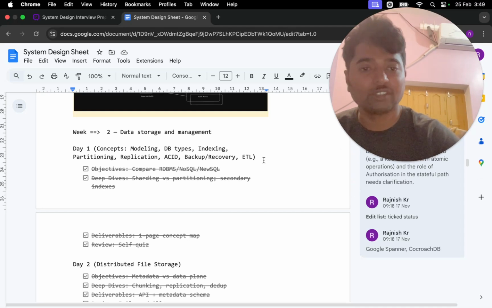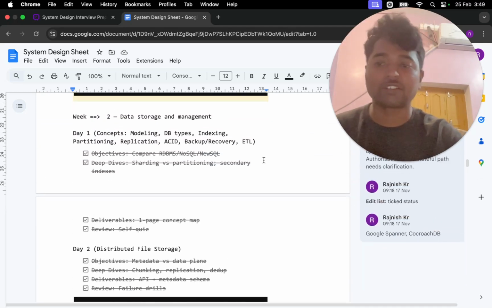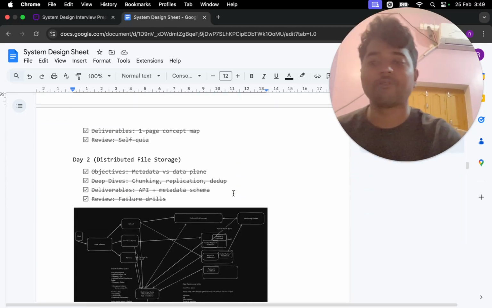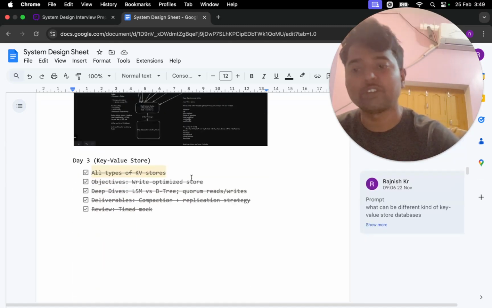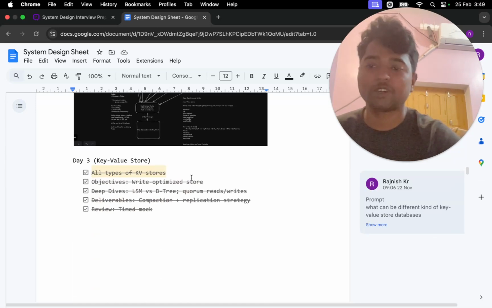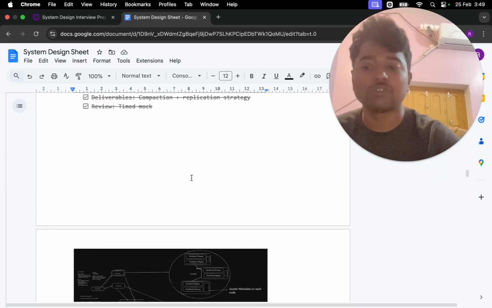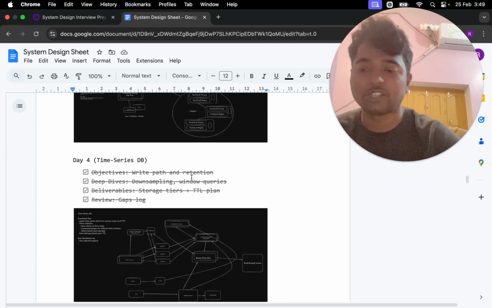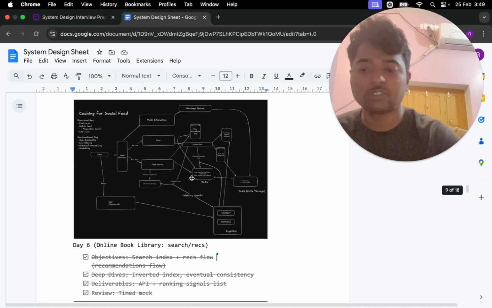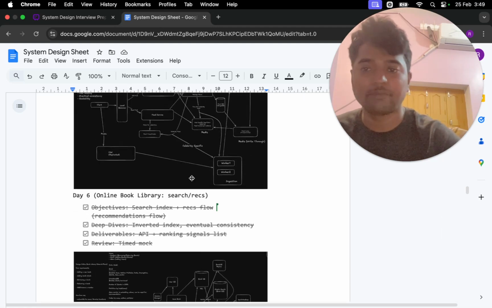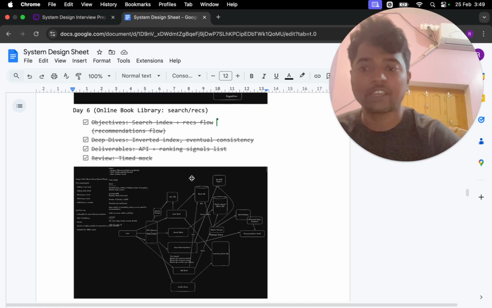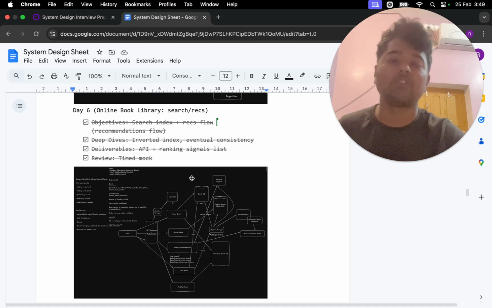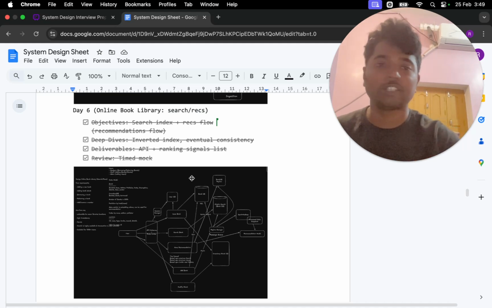Based on this, for the next 6 days of that second week, I went through a number of problems like how we design a distributed file system, how we design a key value store, and how we design a time series database. So this is how my second week goes on. And with this I get the concepts, I get the basics of database management.